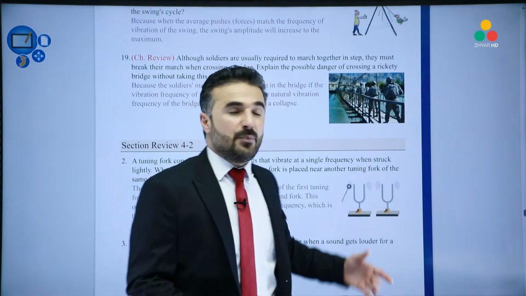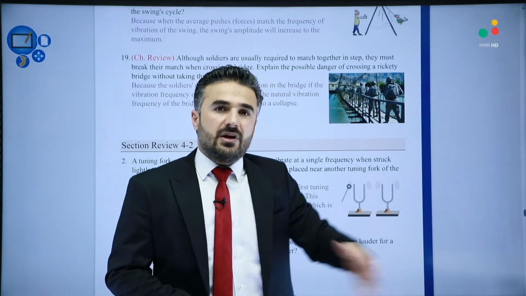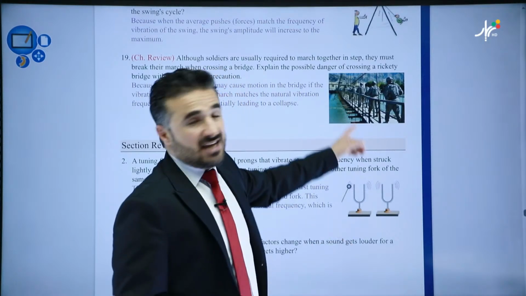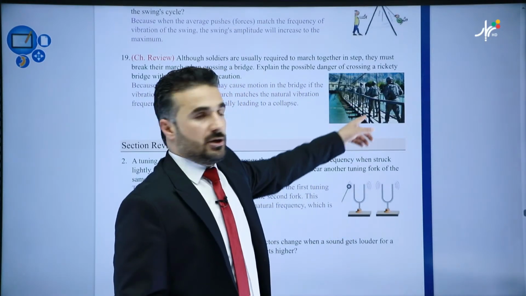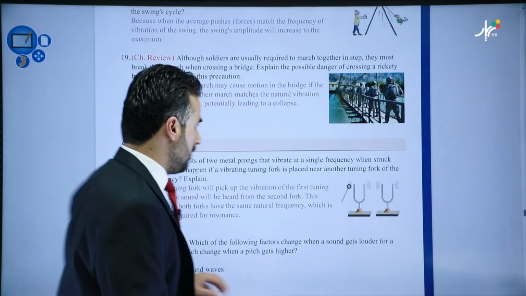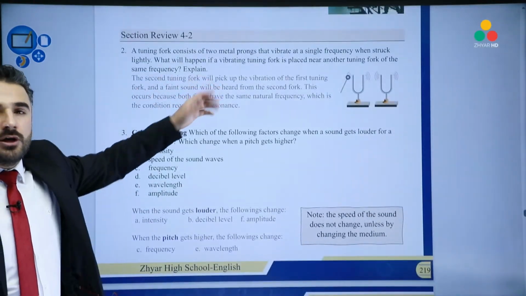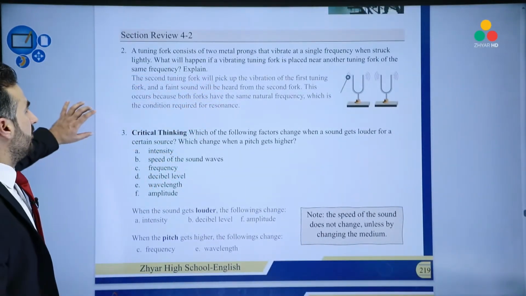Of course, resonance happens. The bridge starts to oscillate with a bigger and bigger amplitude, and that might cause damage or cause the bridge to collapse. All right, so this is why soldiers are required not to march when they are crossing a bridge like the one in the figure shown.